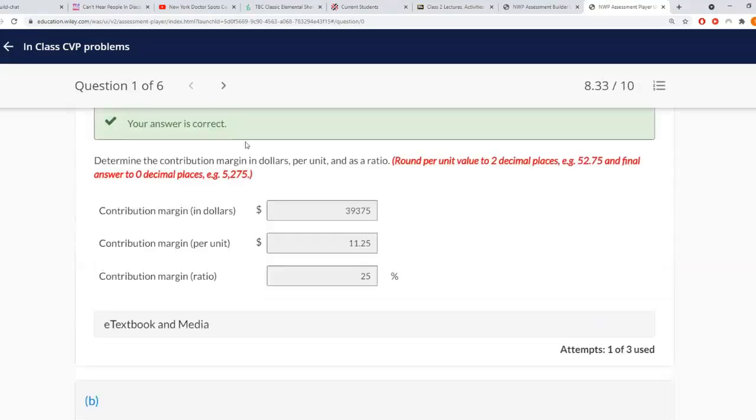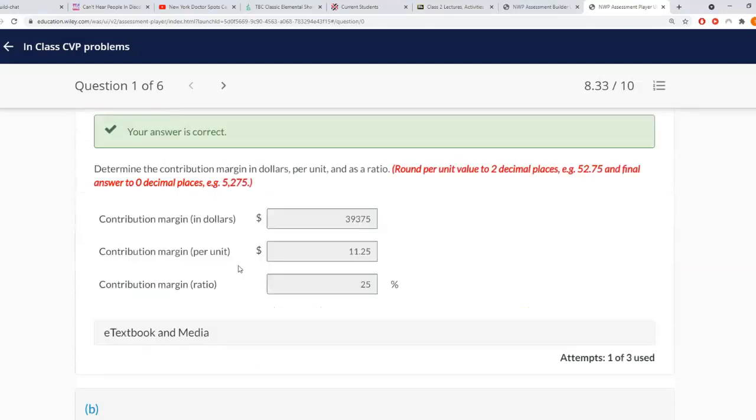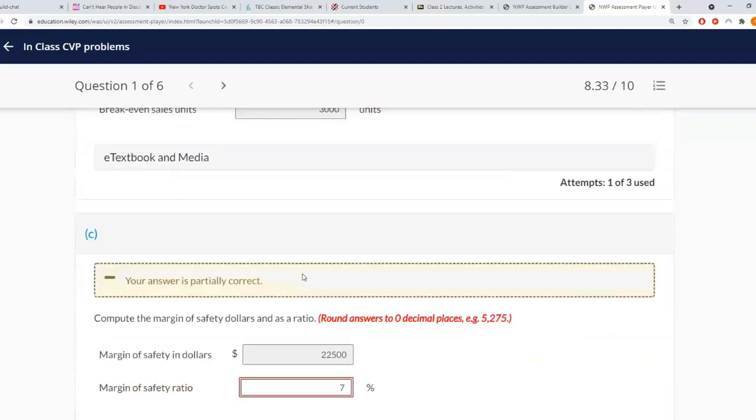So I divided, Doctor, the whole number I got from here with the margin of safety in dollars. No. You take the margin of safety in dollars and divide it by the total sales in dollars. What's your total sales in dollars? 157,500. Okay. Take 22.5 as a percentage of that. Divide the margin of safety in dollars by the total sales, the total sales below.